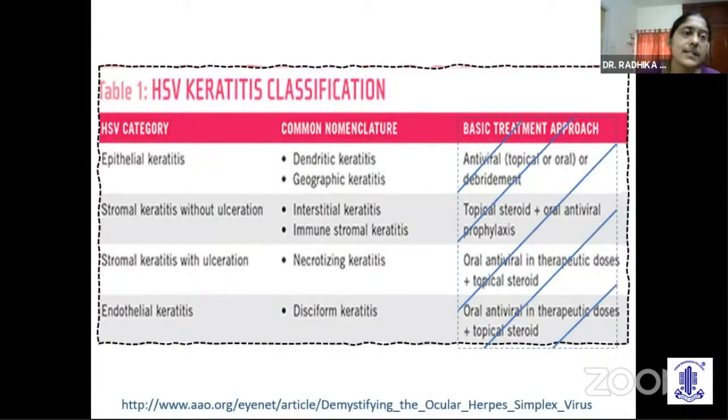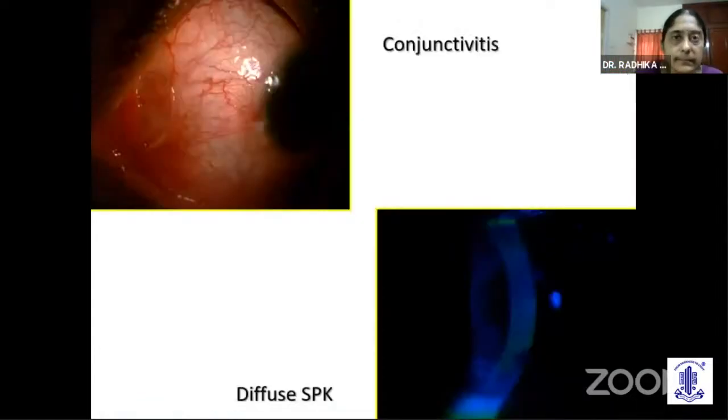If the virus affects the epithelium, then it is epithelial keratitis. So this encompasses dendritic and geographic keratitis. When it involves the stroma, it could be with ulceration or without ulceration, and that is stromal keratitis of HSV. And when it goes down and involves the endothelium, then it is HSV endothelial keratitis, or keratouveitis. Pretty simple, isn't it? Because this nomenclature is going to be involved in every step of the way that we are going to discuss this disease.